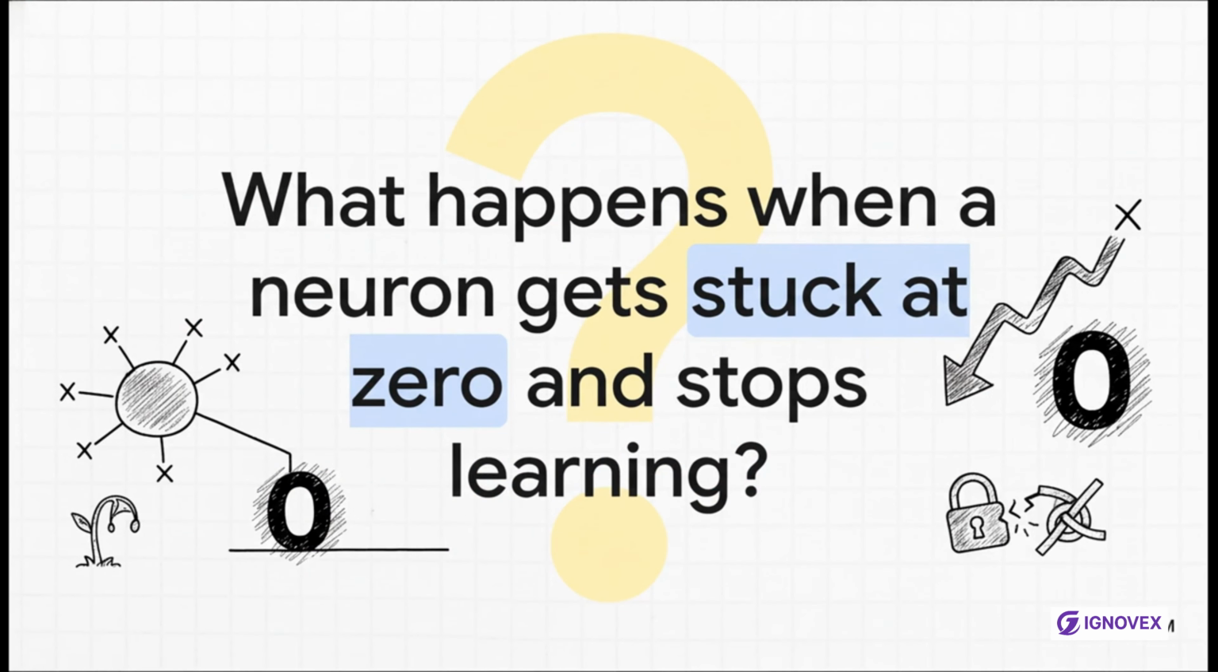But like any good hero, ReLU had a flaw, an Achilles heel, if you will. Because it just zeroes out any negative input, a neuron could get knocked into a state where it only ever got negative inputs. And if that happened, it would only ever output 0. Its gradient would be 0, and it would basically die. It would just stop learning forever. This became known as the dying ReLU problem.